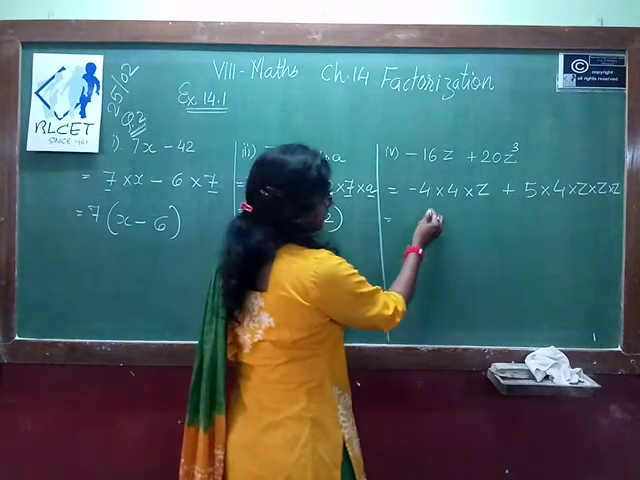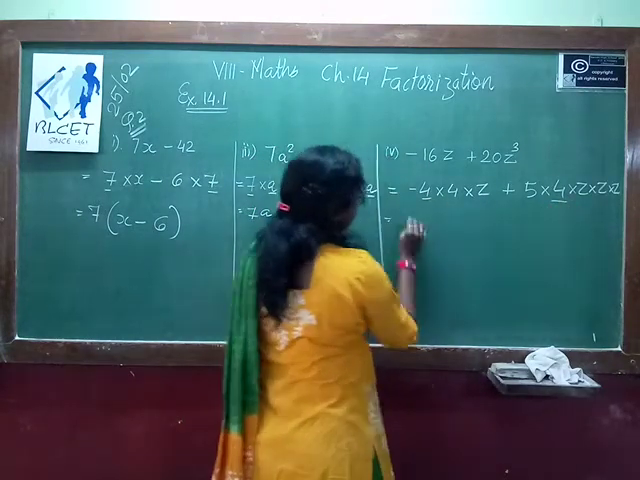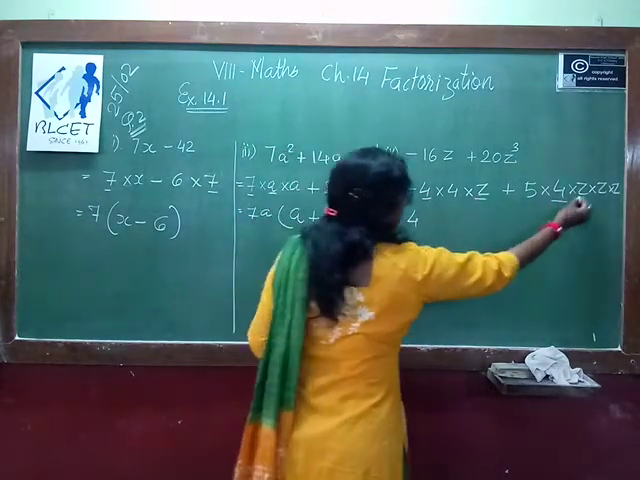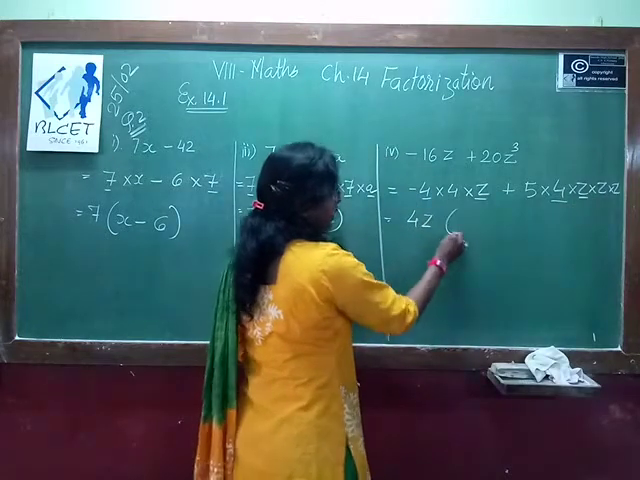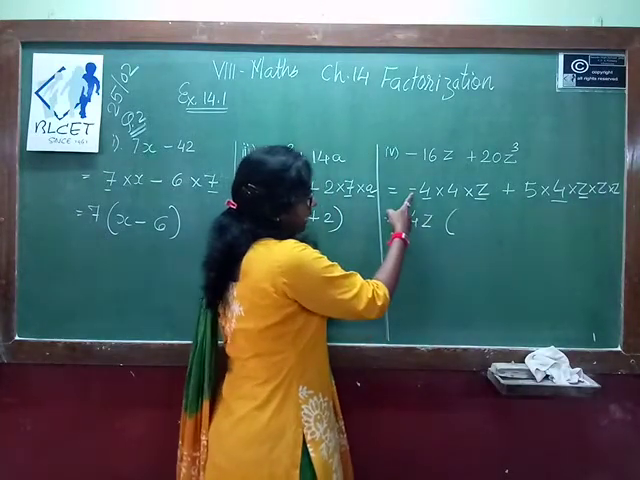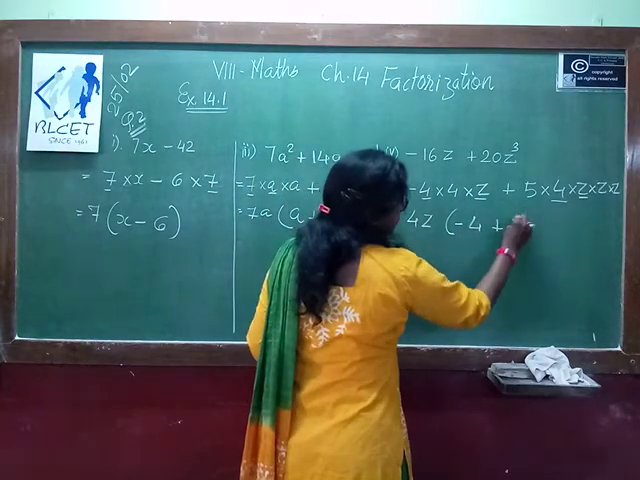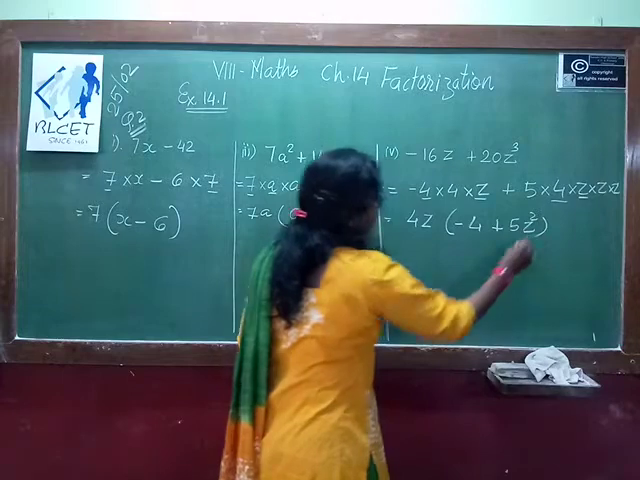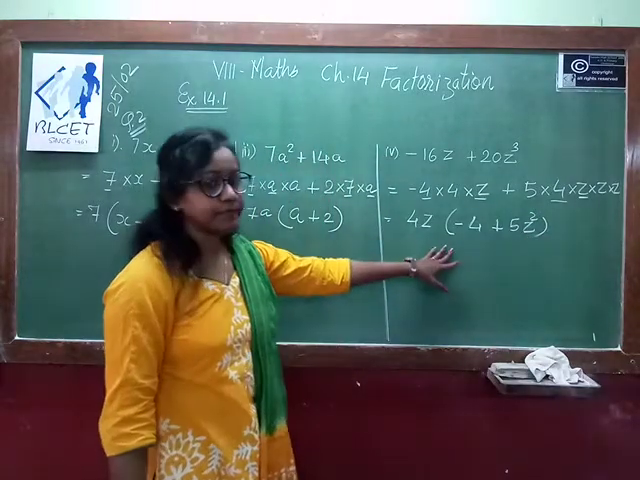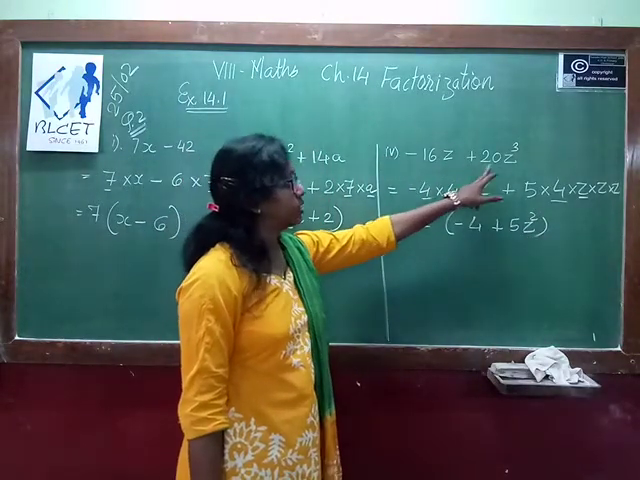So what is common? 4 is common, 1z is common. So 4z we have to take out. Now what is left? Minus 4 plus 5z square. So these are the factors of minus 16z plus 20z cube.